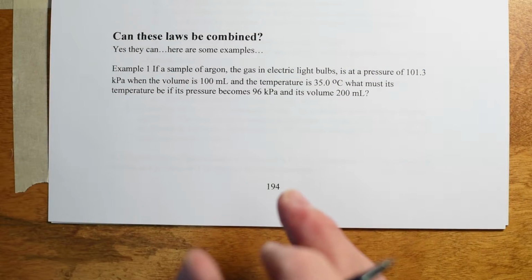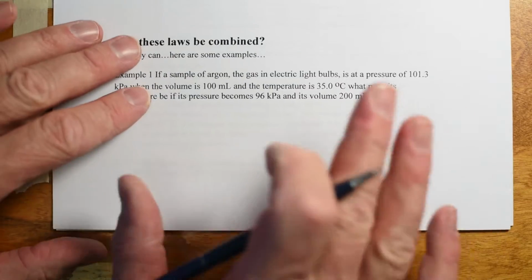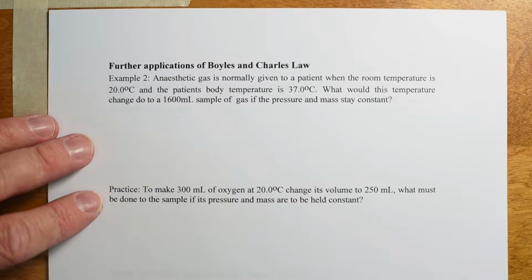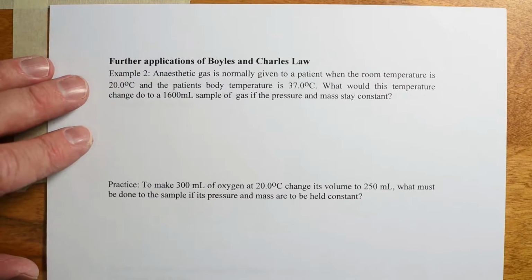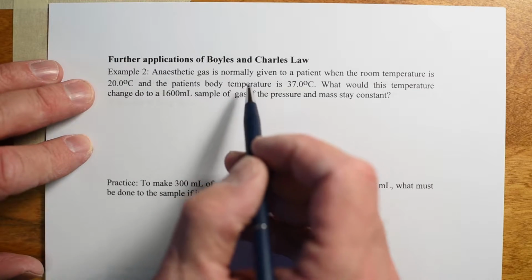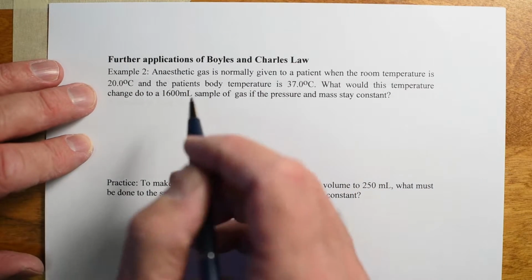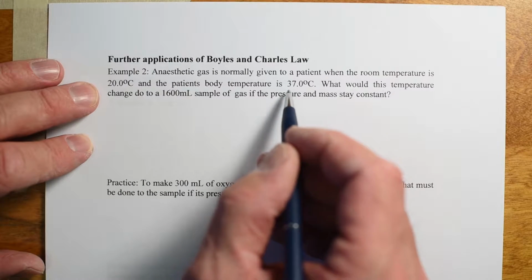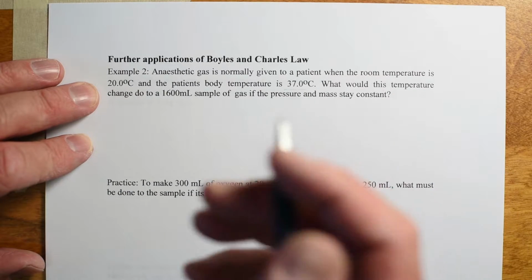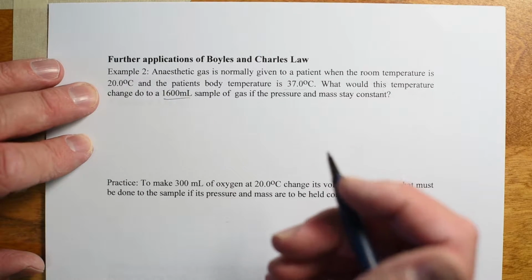Let's just go to what we're more likely to see in a problem. Here we go. Here's one. I've actually had some students that went on to become doctors and anesthesiologists, and they say this is something they have to consider. An anesthetic gas is normally given to a patient at 20 degrees C, but the patient's body temperature is 37 degrees C. So what would happen to the 1600 mils that they give to the patient?